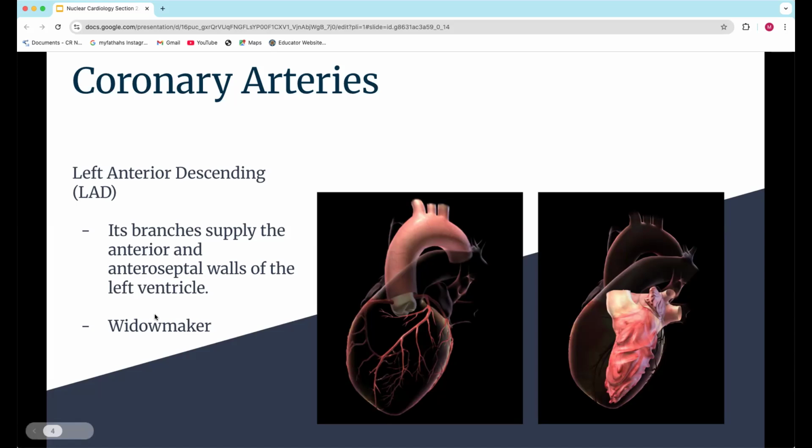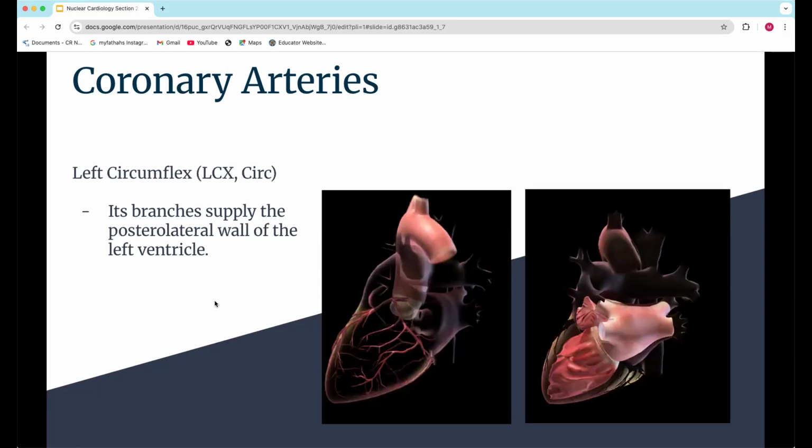There are some times that you will hear the left main, before the LAD and the circ branch, called the widowmaker. There's debate. I've seen books call it both. I doubt you're going to be tested on that. You might, but LAD is considered the widowmaker.